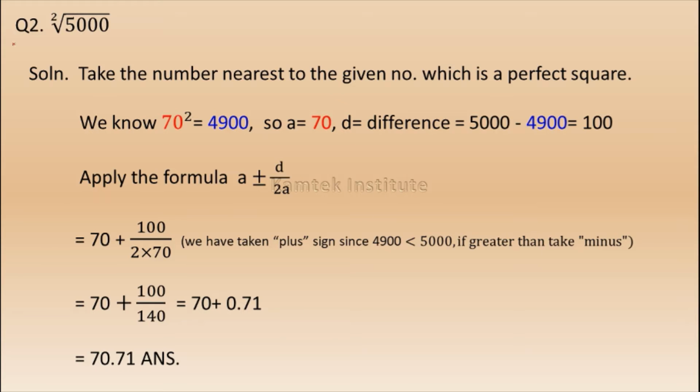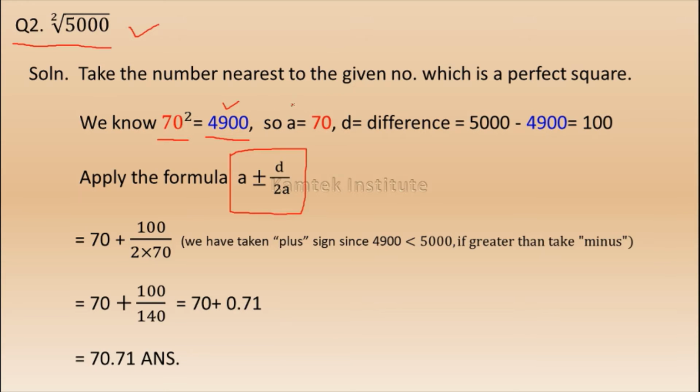So now we start with question number 2. We have to find the square root of the number 5000. We know 5000 is not a perfect square number, right? The next step is to look for a number nearest to this number that is a perfect square number. We find that 4900 is a perfect square number for the simple reason that 70 squared is 4900. Now apply these numbers in the formula given to us, that is a plus minus d upon 2a.